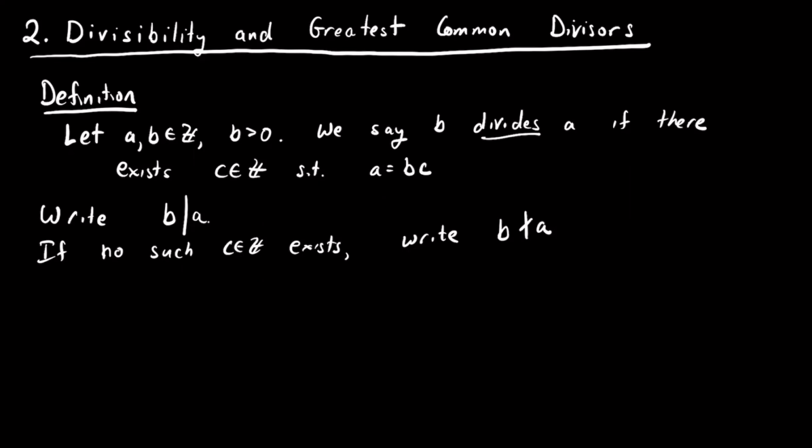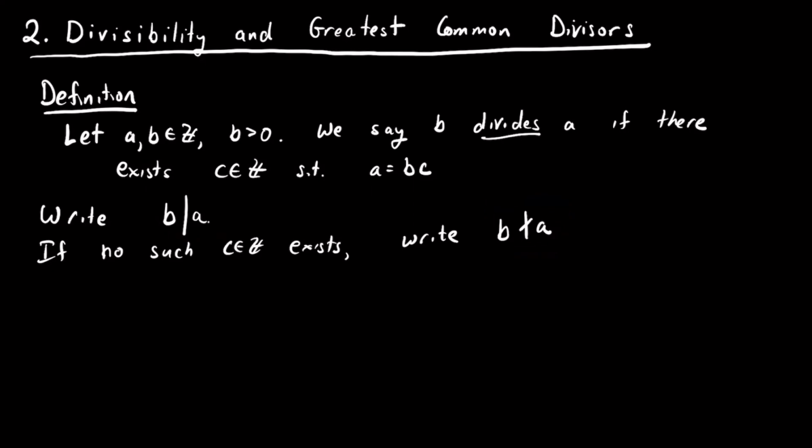another integer. We'll say let a and b be integers, b positive, and we say that b divides a if there exists another integer c such that a is equal to b times c. The notation we'll use for this is we'll write b divides a. This is pronounced b divides a. If no such c exists, so if we can't write a is equal to b times c, so in the case that a is equal to b times c plus some remainder, we'll write b does not divide a. This is pronounced b does not divide a.